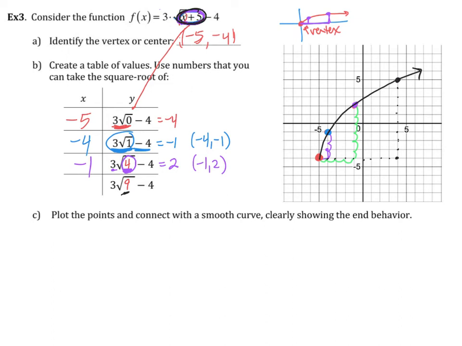How could I make underneath the radical equal to 9? That means x would have to equal 4. 4 plus 5 is 9. Square root of 9 is 3. 3 times 3 is 9. Minus 4 is 5. So right 4, up 5. So I was correct. So you don't need to use your table if you understand that relationship that I've tried to explain over here. If not, please ask your teachers. They'll be happy to help you.